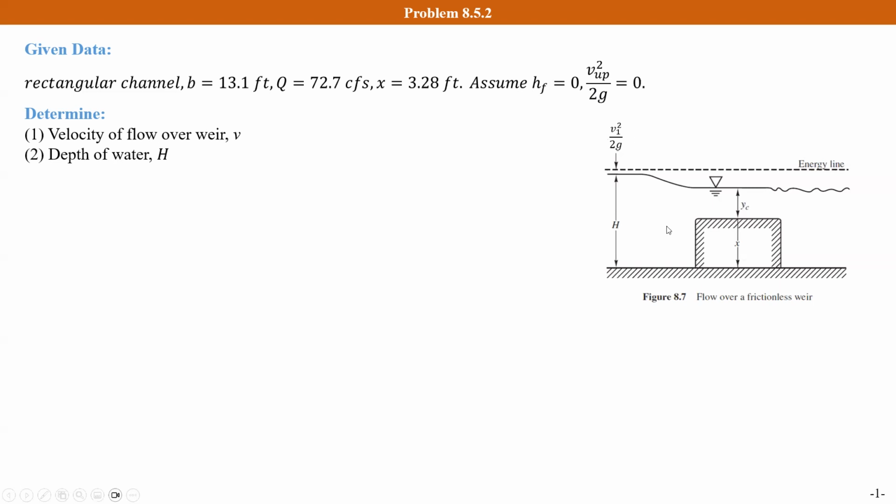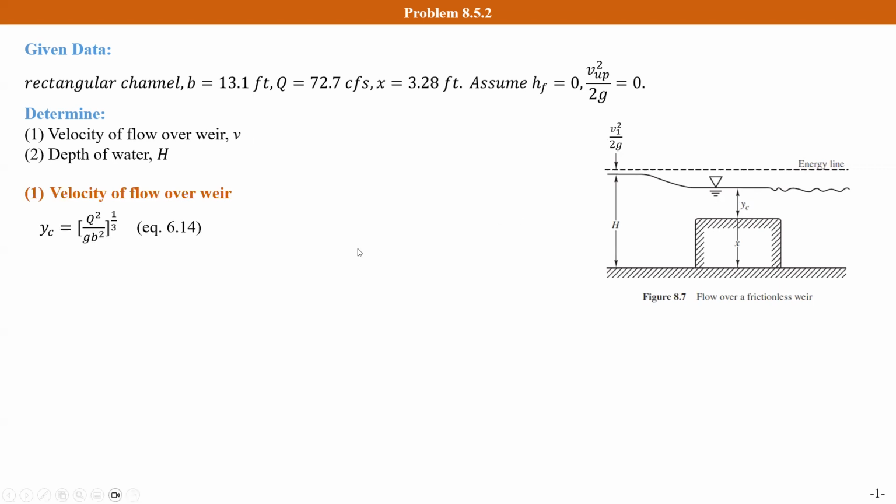Now let's solve the problem. From the figure on the right-hand side, we know that the upstream is subcritical and the flow approaches supercritical after passing through the critical depth at the top of the weir, which means that the water depth on the top of the weir is the critical depth. So to solve the first problem, the velocity of flow over the weir, we need to calculate the critical depth first.